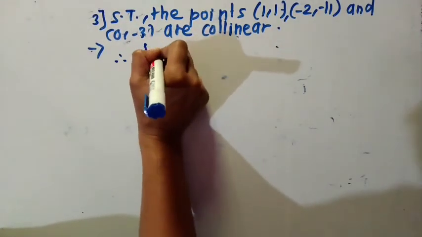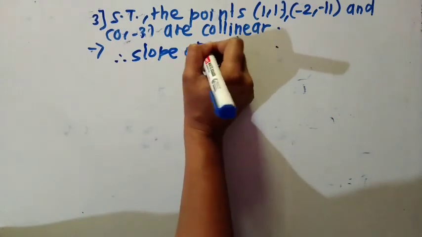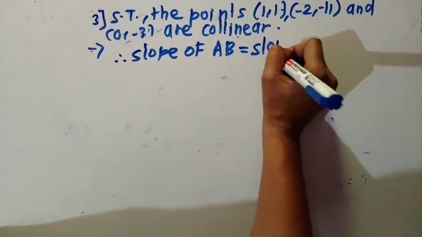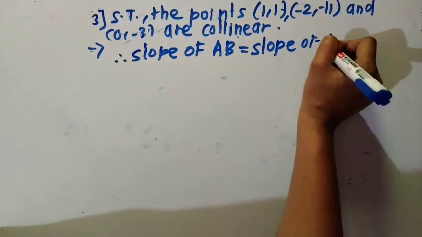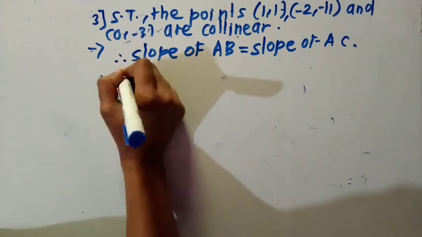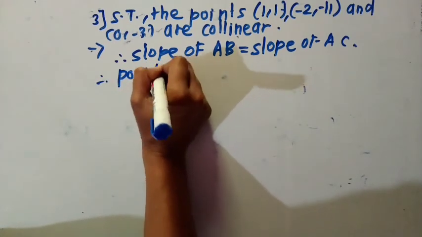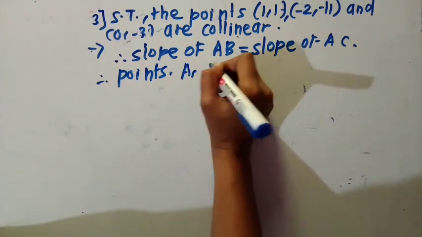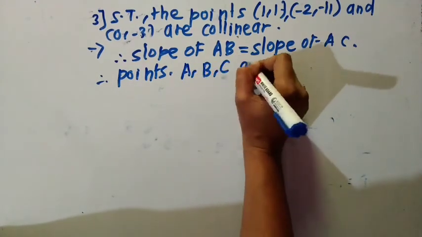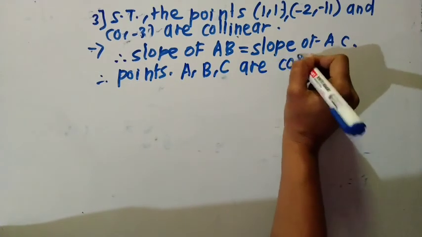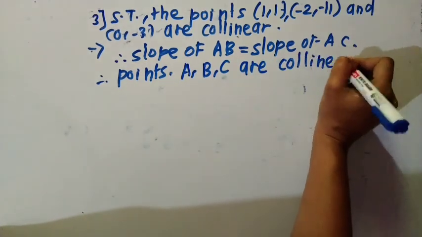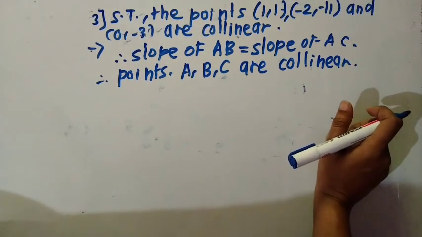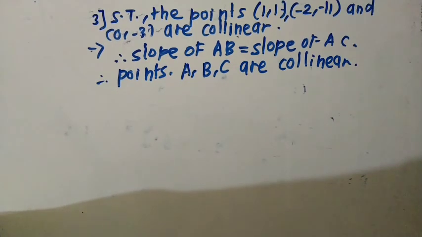Hence slope of AB is equal to slope of AC. Hence points A, B, C are collinear. Then in the next chapter we will study other examples of coordinate system.